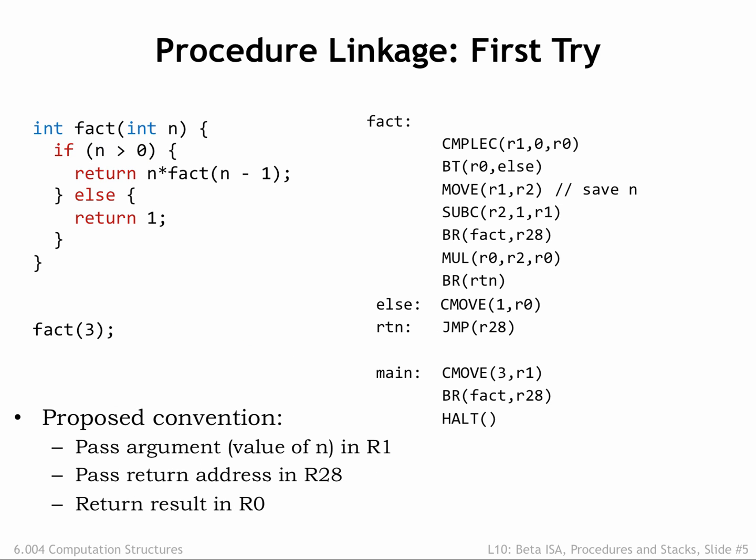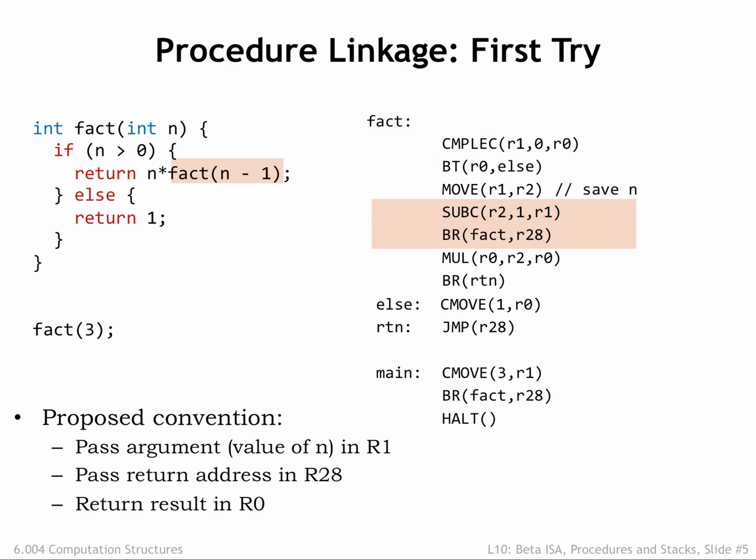Okay, in the code shown on the right, we've used our proposed convention when compiling the beta code for fact. Let's take a quick tour. To compile the initial call, fact of 3, the compiler generated a cmove instruction to put the argument value in R1, and then a branch instruction to transfer control to fact's entry point, while remembering the return address in R28. The first statement in the body of fact tests the value of the argument using compare less than or equal to a constant and branch true instructions.